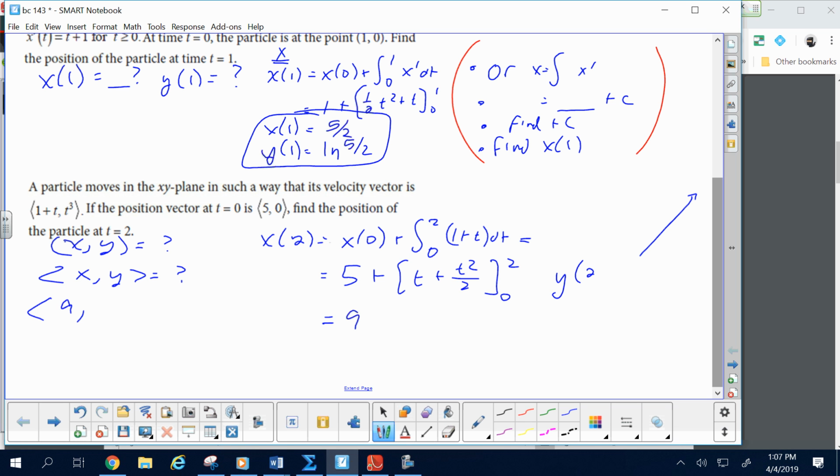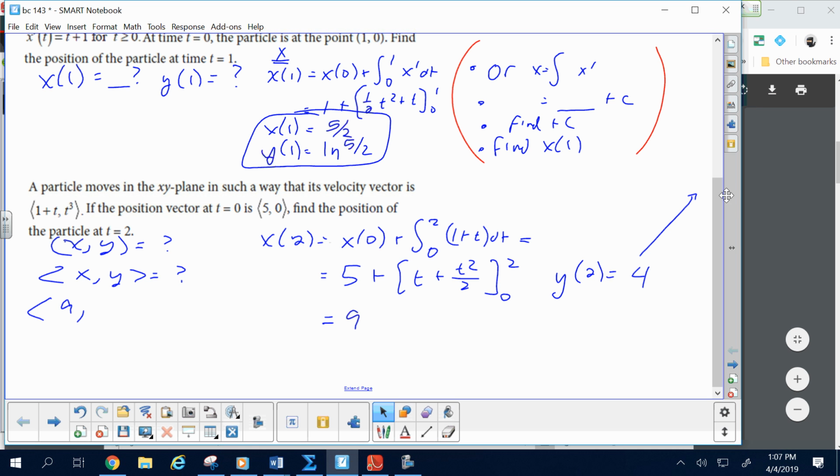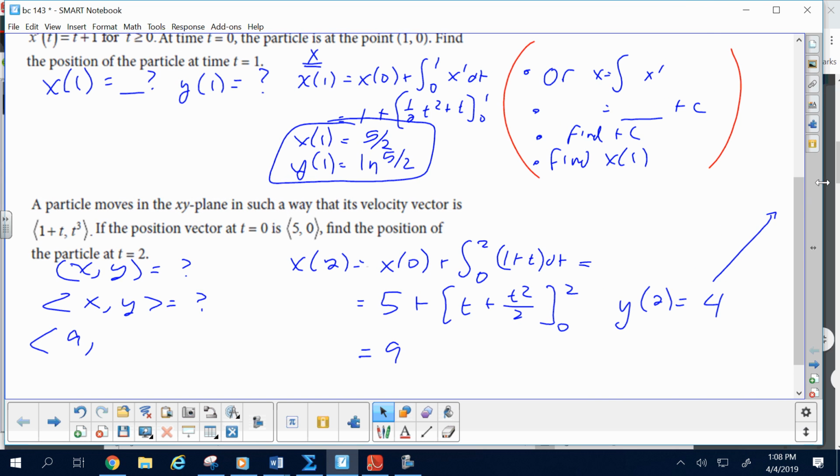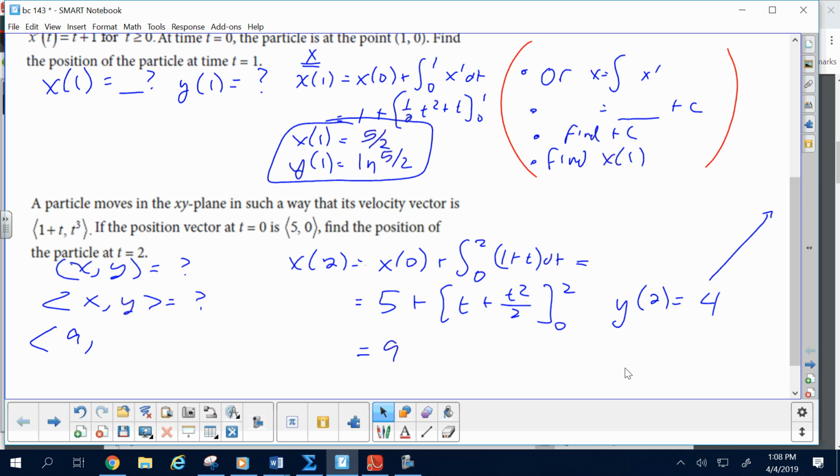What'd you get for y at 2 anyway? 4? Okay, cool. All right. If you could do that, then you could do most free responses on this, and they're pretty common. I've got to say, usually one of the 3 free response BC questions is a motion problem, and that should be a doable kind of problem.